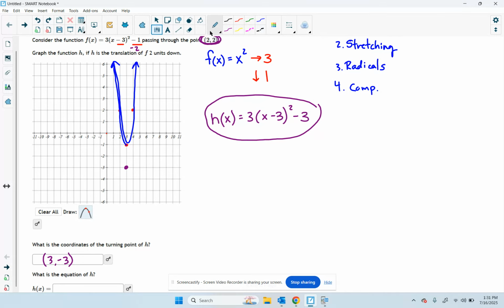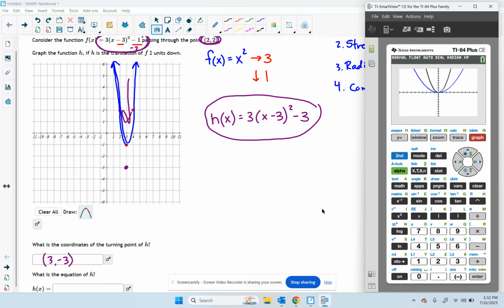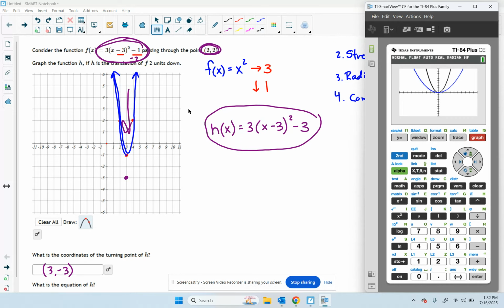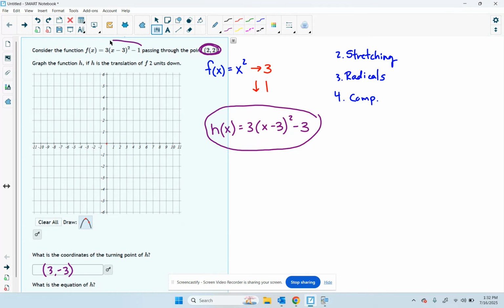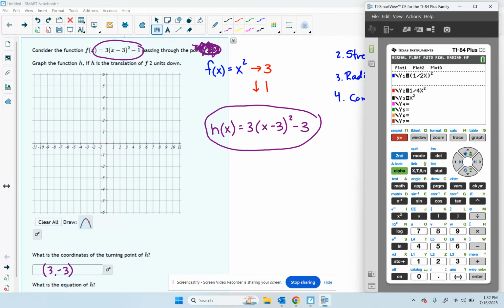If you're ever looking for a second point to graph it, and they gave you this and said, graph this down here, and you're not sure what the 3 is going to do, what I would do is just throw it into the calculator. Let's say the question was, graph this function below. Yeah, there's a shift, but you don't really know what the 3 does. And let's say they didn't tell you a point that it went through. What you could do is just put that whole thing in the calculator.